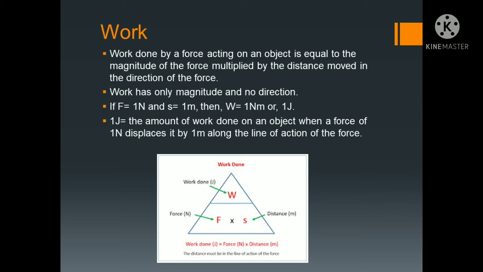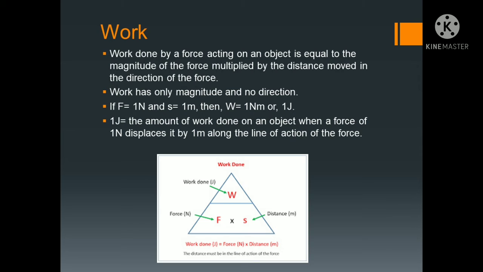So work has only magnitude and no direction. Now see here, it is said that work has only magnitude and no direction. Why is it said here?